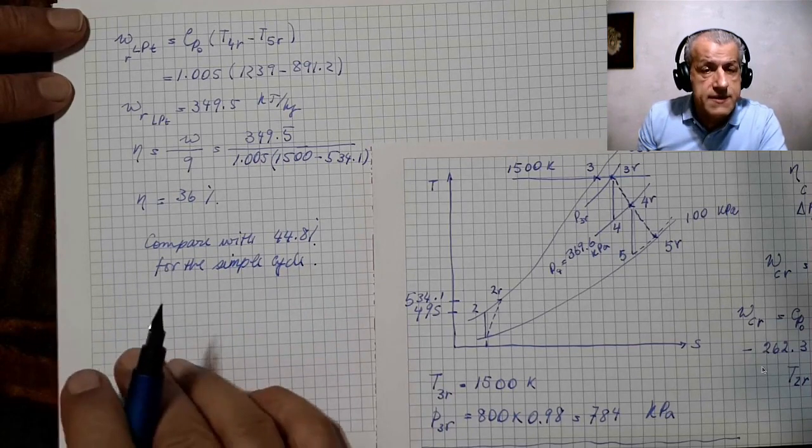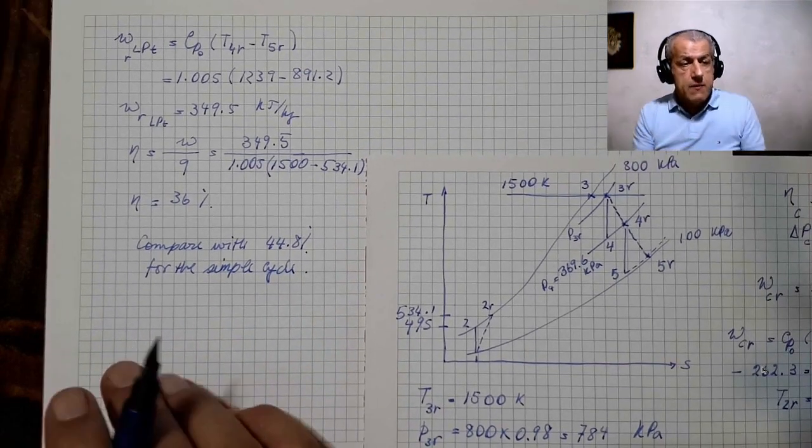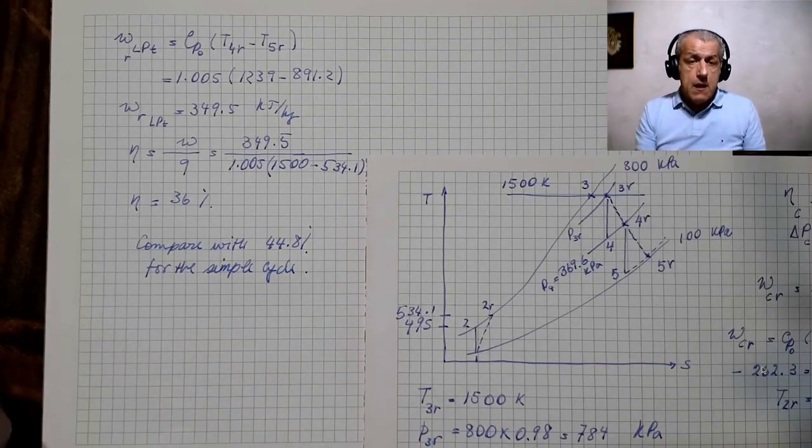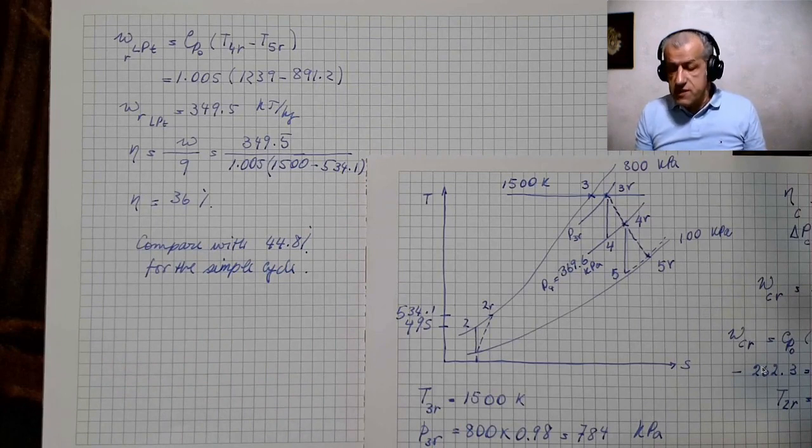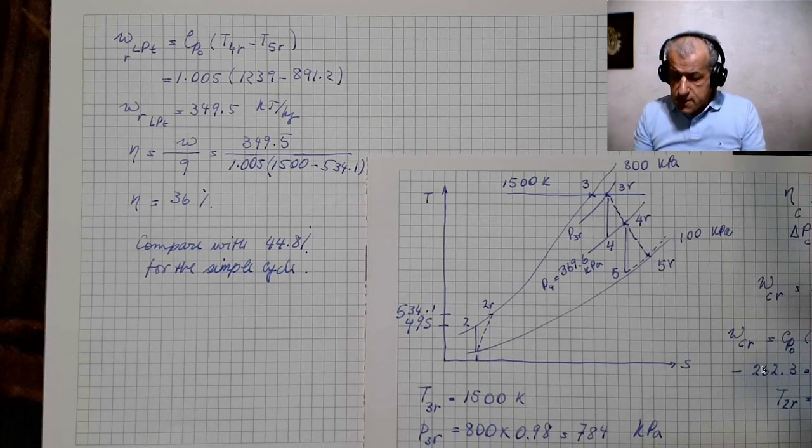That was the ideal cycle, and we see that the real cycle produces an even smaller efficiency than what we had calculated for the ideal cycle. Still very far from what we could possibly imagine with a Carnot cycle. But still, this 36% is not bad for a real gas turbine.